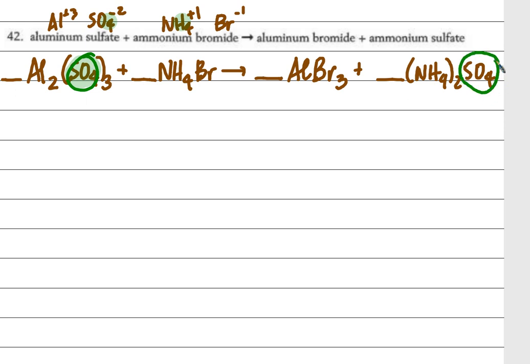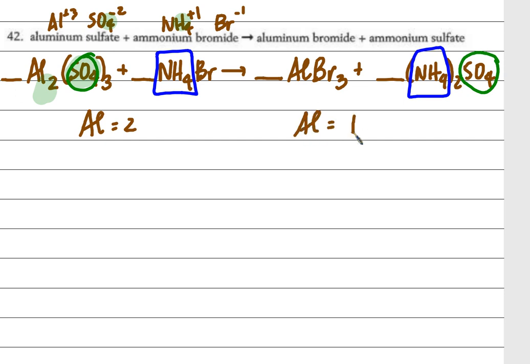There's one more that we can count as a group. We can definitely count ammonium as a group. You see that? So let's keep that in mind when we start counting. How many aluminum are in the reactant side? There are 2 units, these 2. How about on the product side? 1. We already know we're going to need some coefficients.